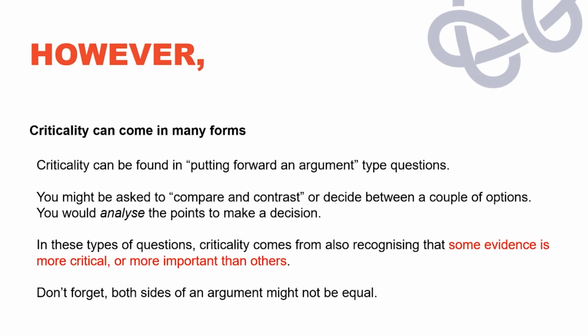Criticality can come in many different forms. It can be putting forward an argument. You might be asked in your learning outcomes to compare and contrast. That would mean you're deciding between different options, so you would analyse each of the points to make a decision on which you think is a better option. I would also be looking at evidence. In these types of questions, criticality comes from recognising that some evidence is stronger than other evidence. But don't forget, both sides of the argument mightn't be equal.